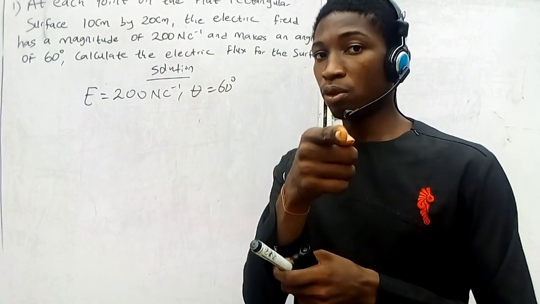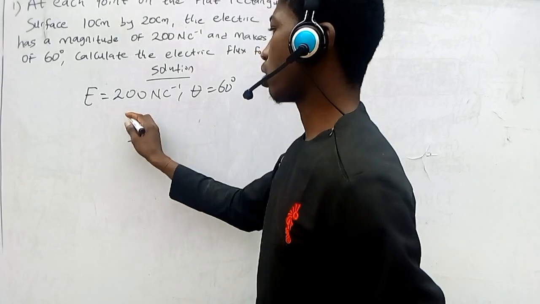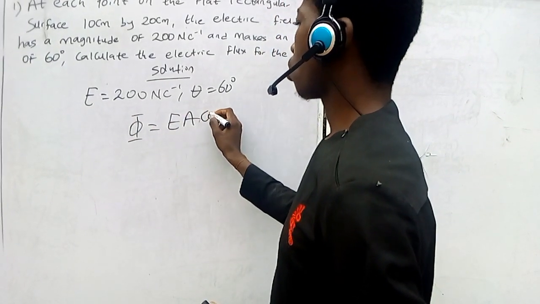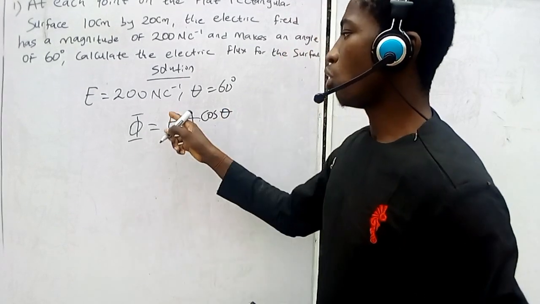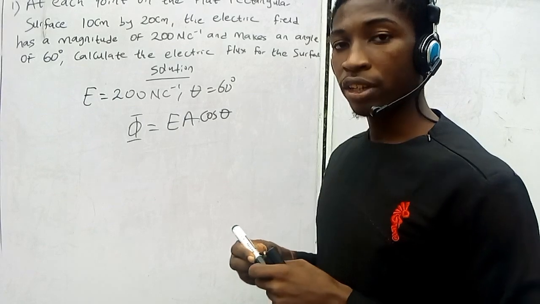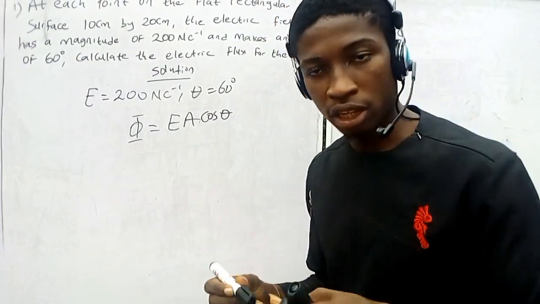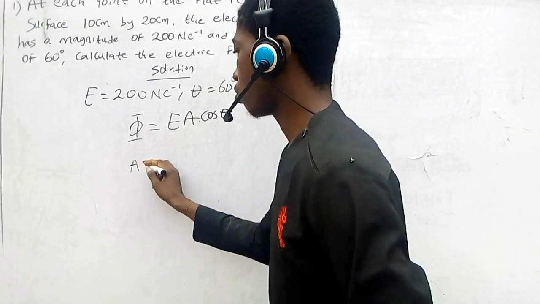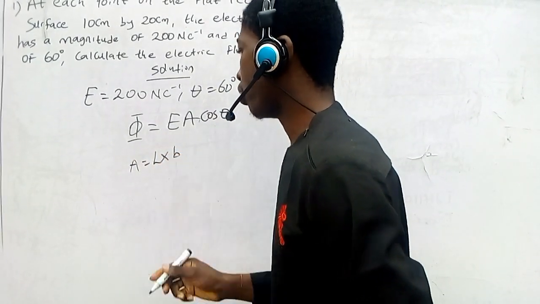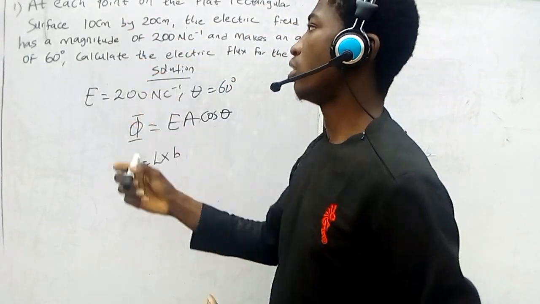It makes an angle, so remember the formula we use. Electric flux, when a particular surface makes an angle, is electric field times the area times cos of the angle. So we have an electric field and our angle. Now, how to find the area? They give us the shape, a rectangle. The area for a rectangle is length times breadth. Am I right? Good. So now let's convert this to meters and then find it.